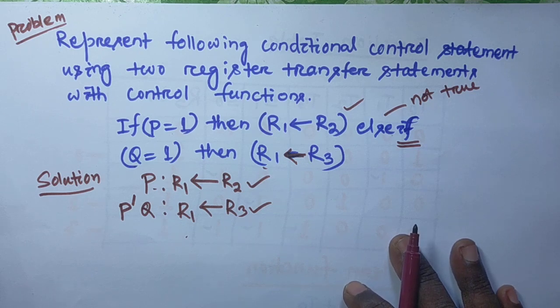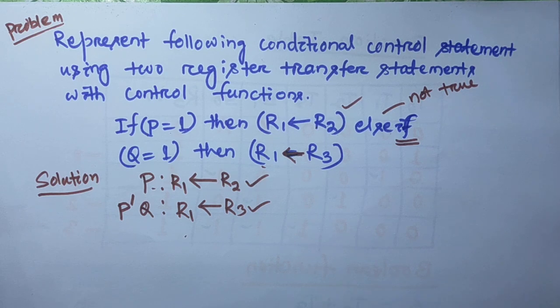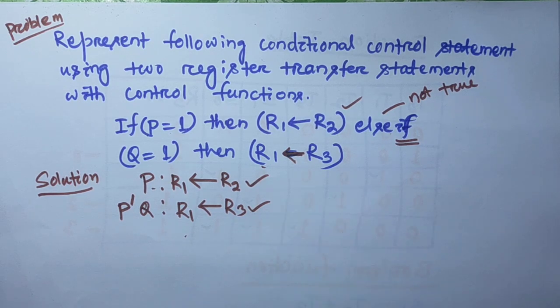Okay, so I hope you understand this particular problem. The problem is very simple, just find the conditional control statement that is given. Based on that we have to represent how the register transfer statement is defined with the control functions. Okay, so a very simple example, so you will define it in this way.